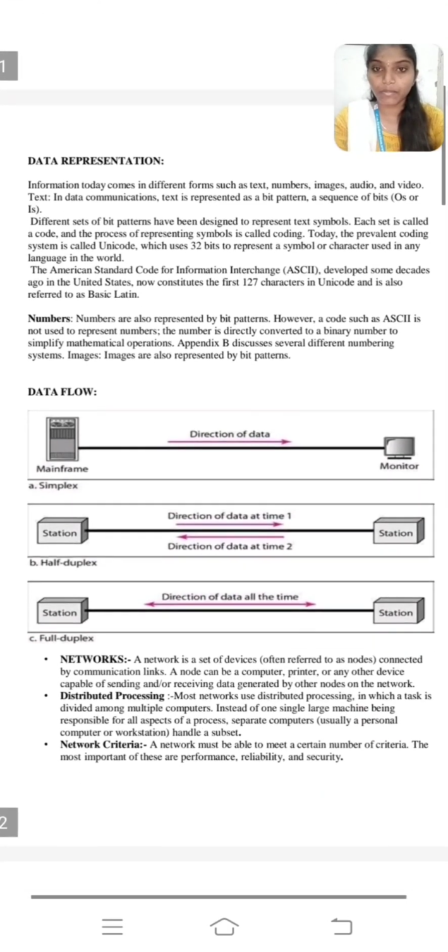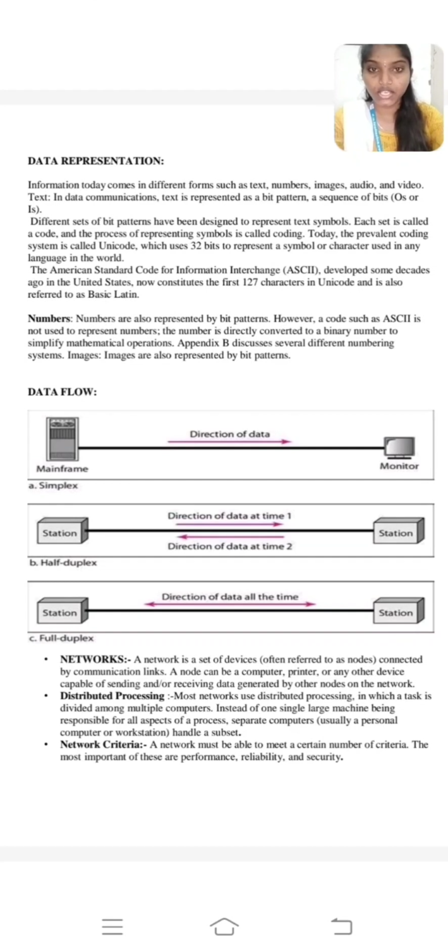Next one is data representation. Information today comes in different forms such as text, numbers, images, audio, and video. Text: in data communication, text is represented as a bit pattern, a sequence of bits, 0s or 1s. Different sets of bit patterns have been designed to represent text symbols. Each set is called a code, and the process of representing symbols is called coding. Today the prevalent coding system is called Unicode, which uses 32 bits to represent the symbols or characters used in many languages in the world.